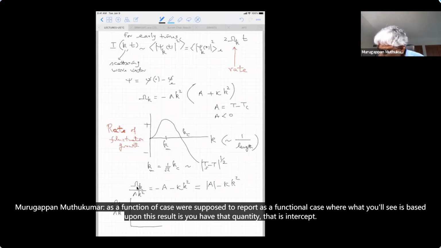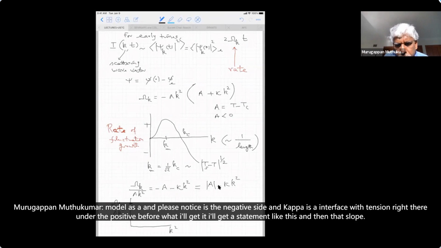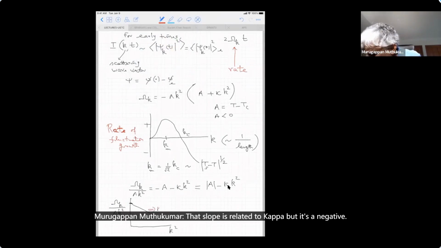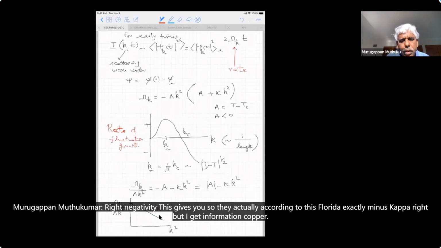Suppose I plot as a function of k squared. Based upon this result, you have that quantity as the intercept, modulus A, and please notice it's a negative sign, and kappa is the interfacial tension, right? That's positive. Therefore, I'll get a straight line like this. And then that slope is related to kappa, but it's negative. According to this plot, it's exactly minus kappa.